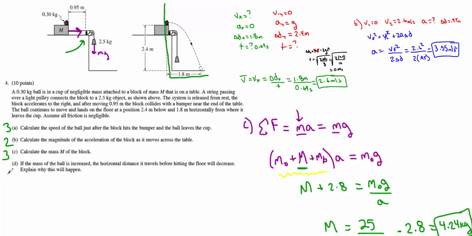I'll let you play with the wording on how to write that out, but it's only worth 2 points. One for indicating that it does decrease because the acceleration drops, and another one for stating that its launching velocity will drop as well. Okay, all done.